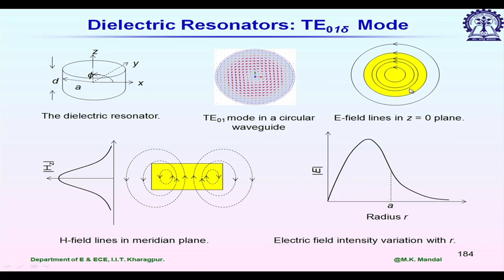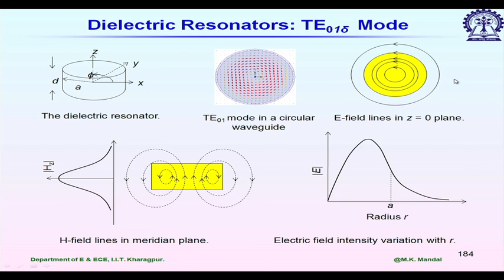We do not have any Ez component or Er component of electric field. You can compare this electric field variation with the TE01 mode in a circular waveguide. This is also an axisymmetric mode in circular waveguide. So, almost similar field variation, but the only difference is that in circular waveguide all this electric field is confined within the structure, but for the dielectric resonator in air it decays exponentially.